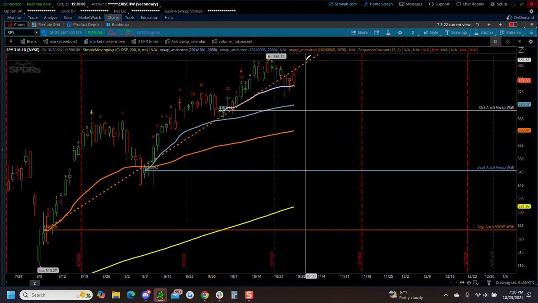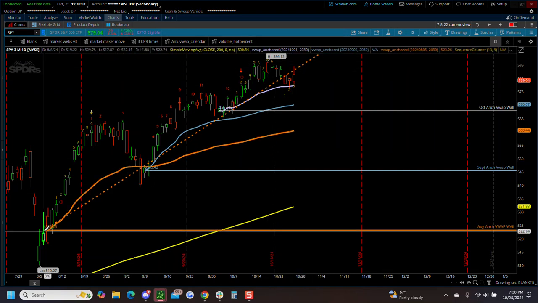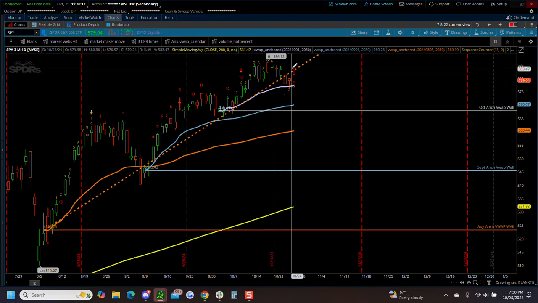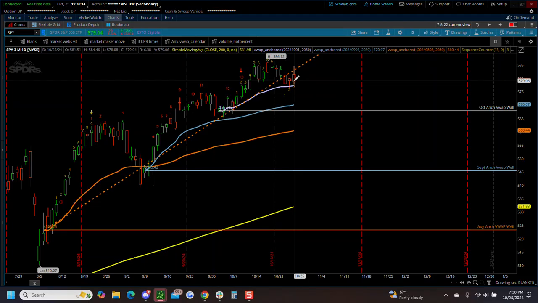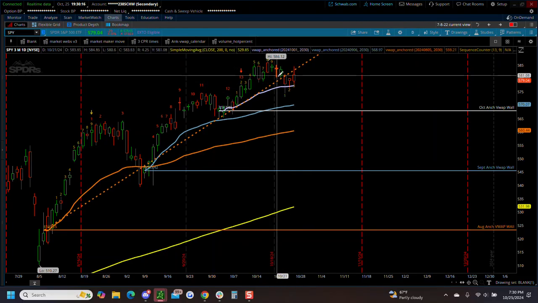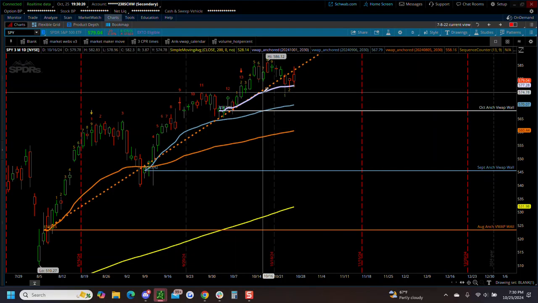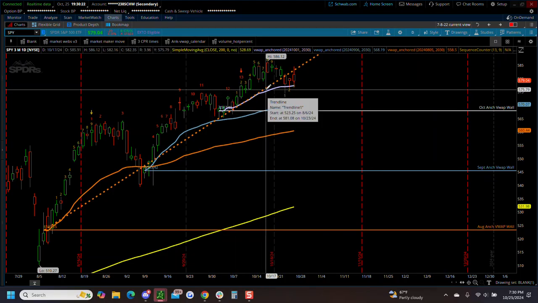Okay, since that anchored VWAP August low, that's kind of what I'm looking at here. So we close below that trend. We've got 3 days now rejecting that trend, so we've got to be very mindful. That could be setting up for a dangerous situation.